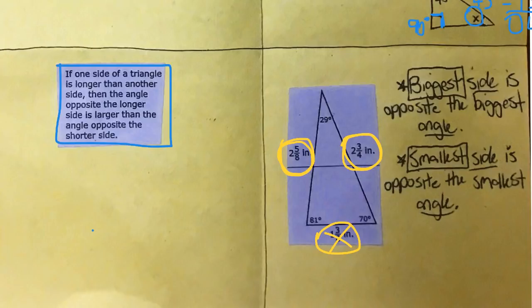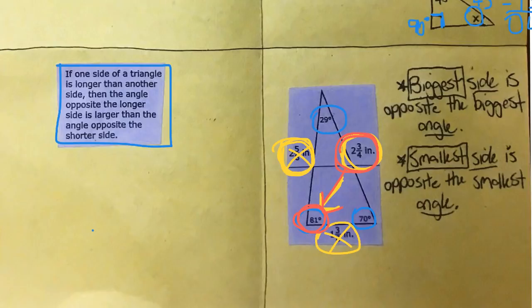We might also be able to figure out, well, 2 6/8 would be the same as 2 3/4. So therefore, this one is actually going to be smaller. But you might have to do a little math to figure that out. So once I figure out, okay, 2 3/4 is my biggest side, this has to be opposite, which is like across from the largest angle. Well, my angles are 81, 70, and 29. So since this is my biggest side, it has to be across from my biggest angle of the three.